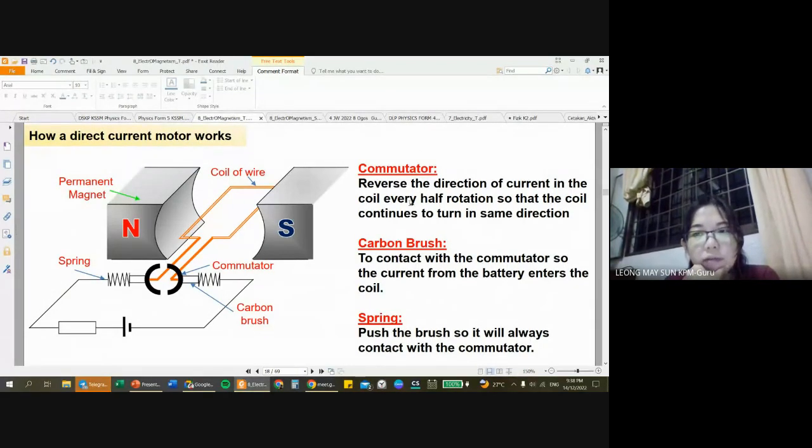A commutator reverses the direction of the current in the coil every half rotation so that the coil continues to turn in the same direction for a direct current motor. Okay, the carbon brush is here. The carbon brush is to contact the commutator so the current from the battery enters the coil. And the spring's main purpose is to push the brush so that it's always in contact with the commutator. In other words, when the coil turns, the carbon brush will always be in contact. All right, so this will create friction, it will create sparking.